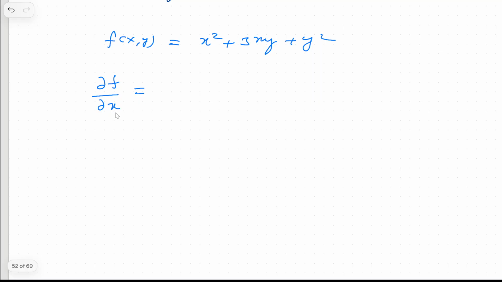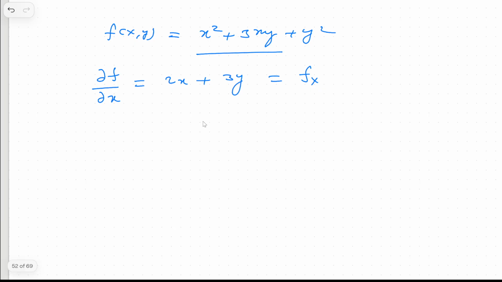It means we are partially calculating the derivative of f with respect to x. That means only x will be considered a variable in this whole function, and everything else will be considered constant. So this will become 2x plus, y is considered constant, 3 is also constant, so this will remain 3y, and y square will become 0, right? So del f by del x will become 2x plus 3y. This is also called f_x.